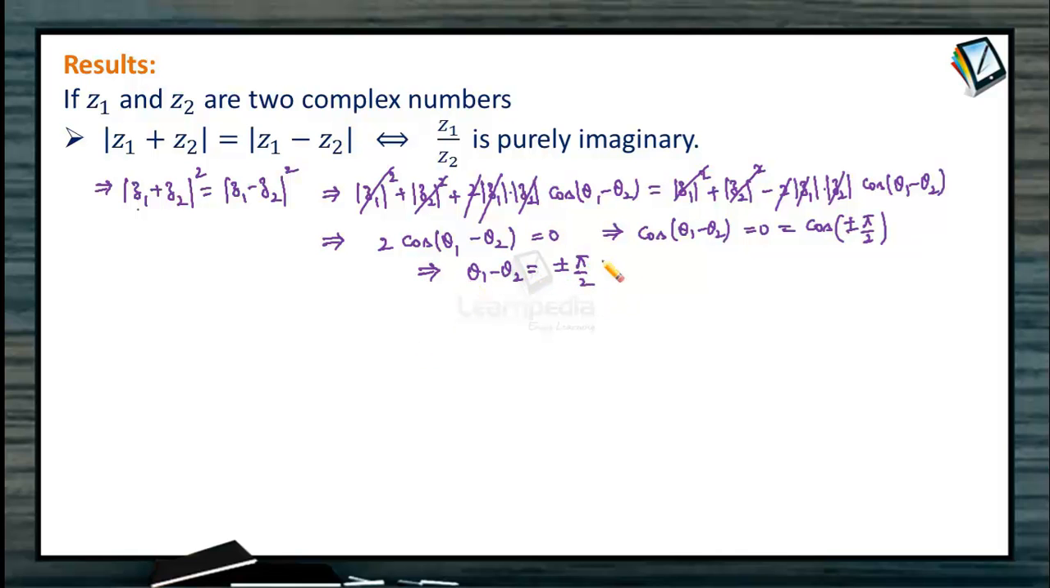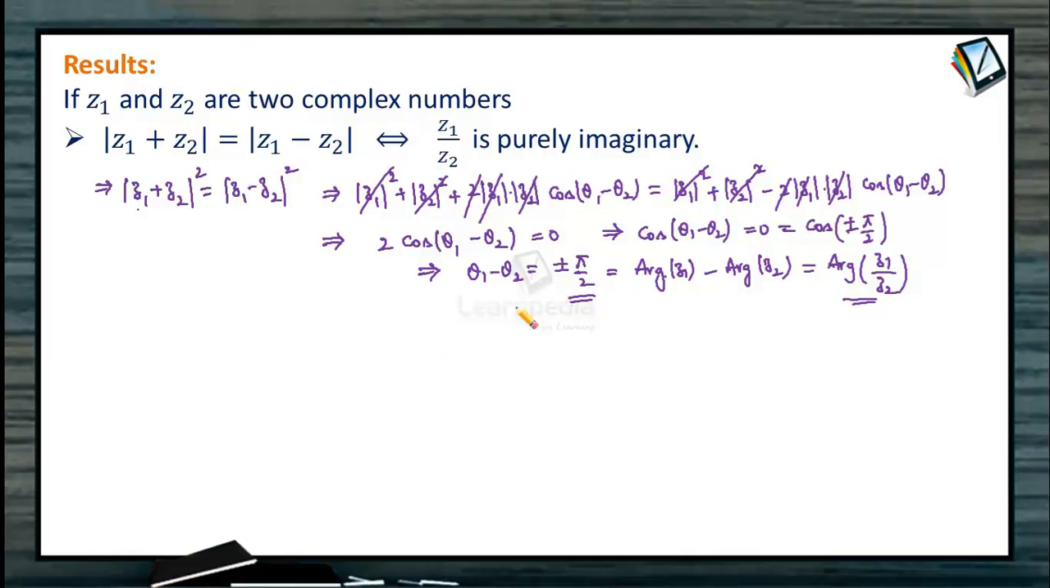But what is theta 1 minus theta 2? Theta 1 is the argument of Z1, minus theta 2 is the argument of Z2. But what is argument of Z1 minus argument of Z2? It is the argument of the ratio of the complex numbers Z1 by Z2. Now, argument of Z1 by Z2 is plus or minus pi by 2.